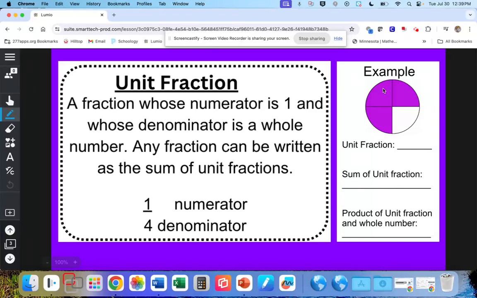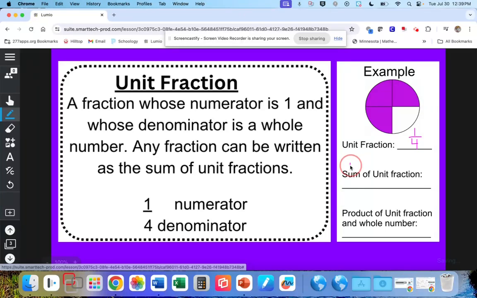So let's take a look at our example here. We see 4 equal parts that this circle is broken into. So the unit, the one piece of it, is going to be 1 on top and 4 on the bottom, because we broke that circle into 4 parts. The unit is only one piece of it.